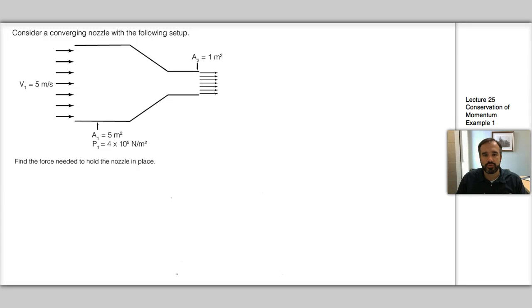In this video, we're going to do our first example using the conservation of momentum to solve an engineering problem. Here, you're a consulting engineer and you're asked to find the force needed to hold this large nozzle in place given the following conditions. We have an incoming velocity of 5 meters per second, the incoming area is 5 meters squared, and the initial pressure is 4 times 10 to the 5th newtons per meter squared. At the exit end of the nozzle, you have an area of 1 meter squared.